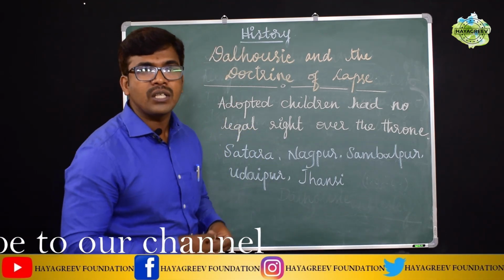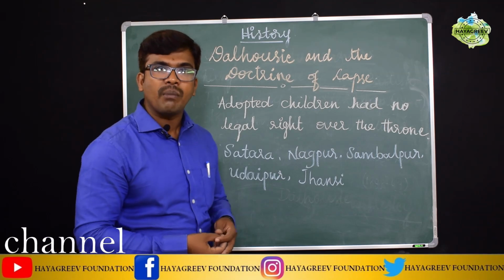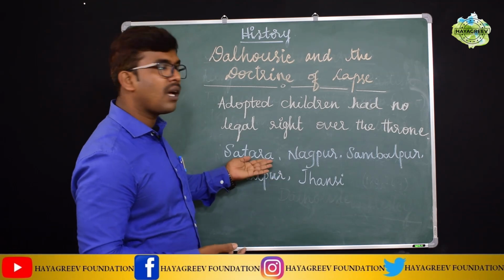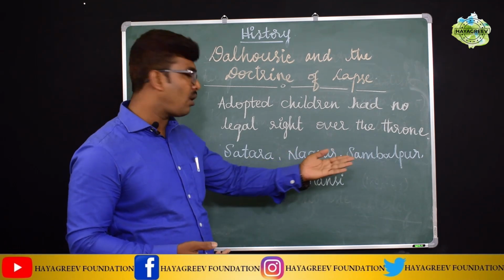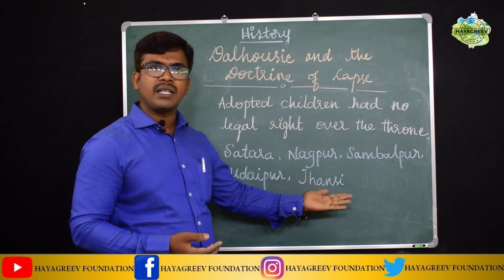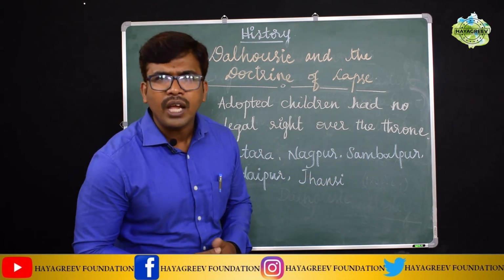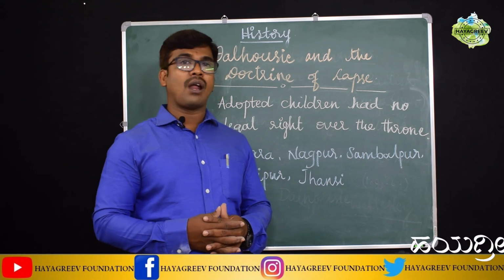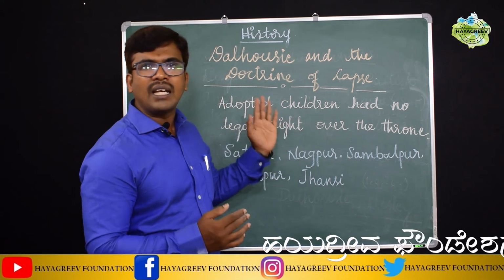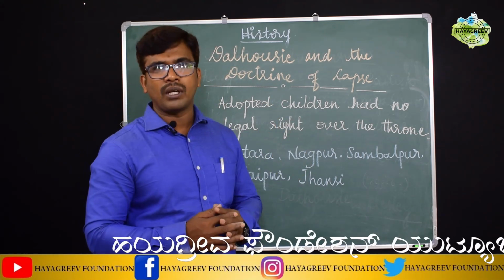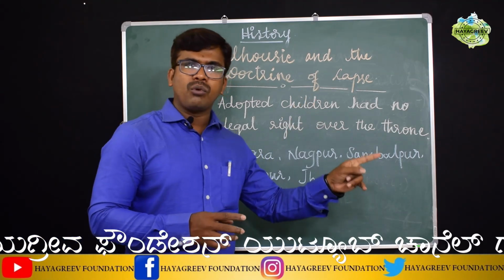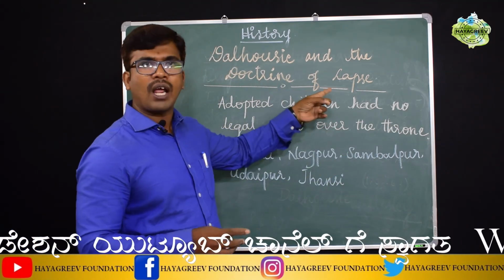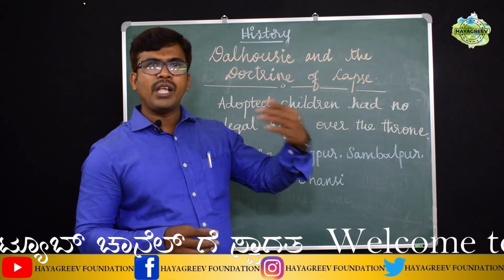Many Indian kingdoms were merged with the British Empire. They are Satara, Nagpur, Sambalpur, Udaipur, Jhansi. Like this, many kingdoms came under the control of the British. Lord Dalhousie used this cunning policy as a political weapon. If a ruler did not accept the doctrine of lapse, he would wage war against them.